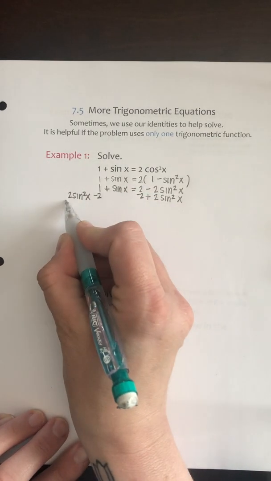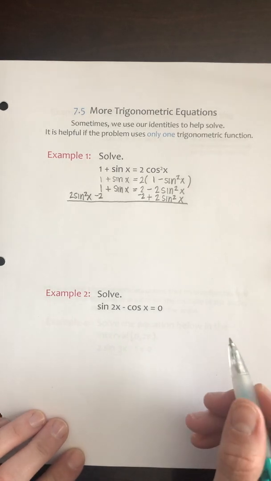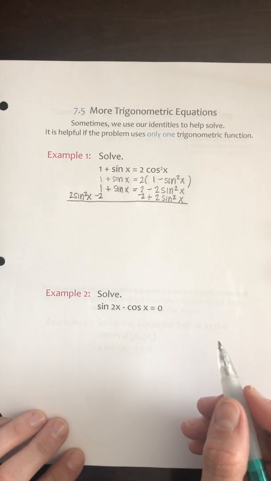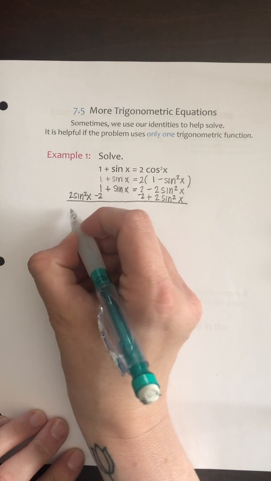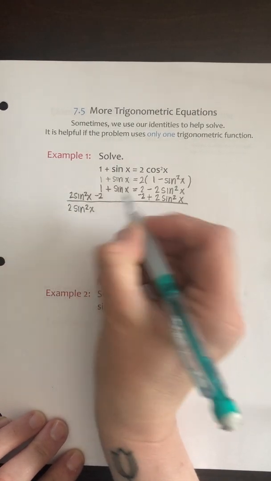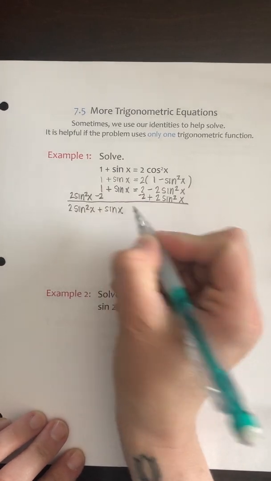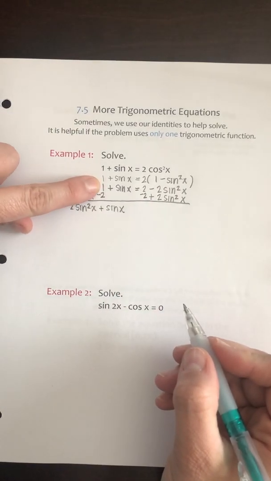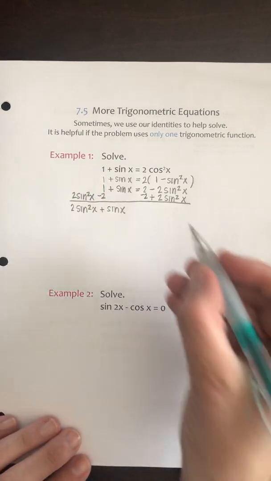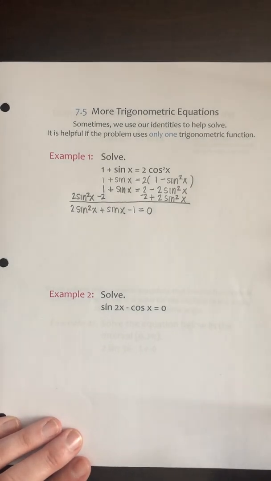And then as I write over here on the left hand side, I'm also going to put it in descending order. So I'm going to start with the sine squared x and then the sine x and then the constant. So I've got 2 sine squared x plus sine x. And then at the back is where I'm going to combine that 1 minus 2, and 1 minus 2 is negative 1. And now my other side is equal to 0.